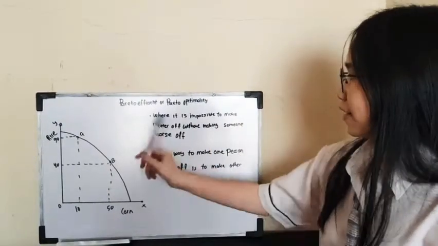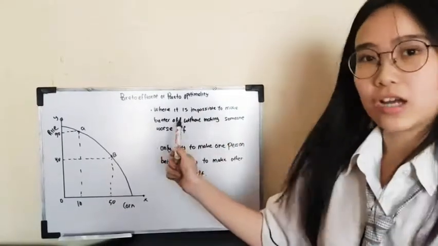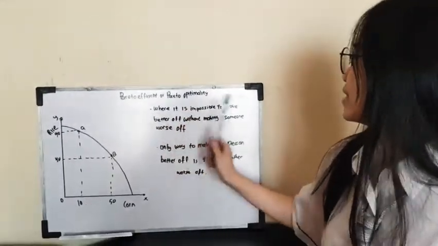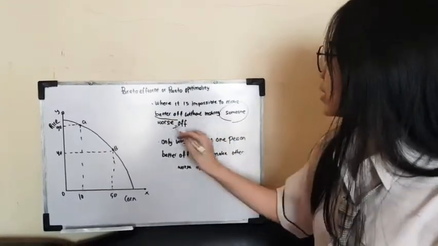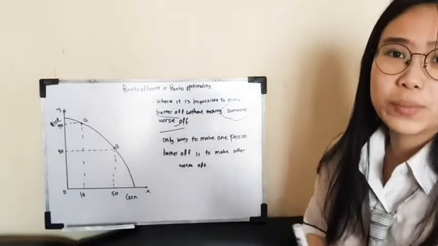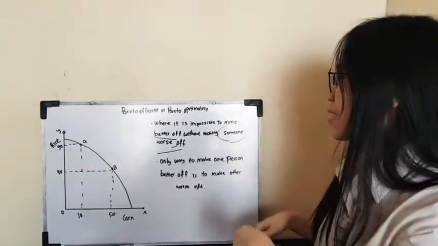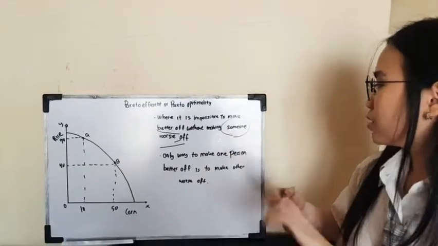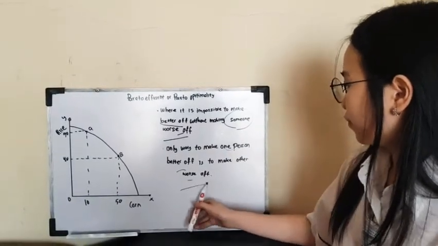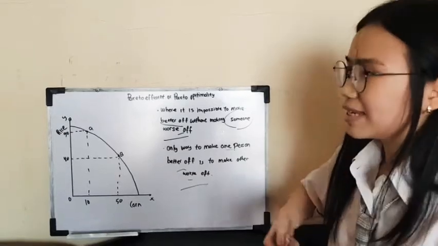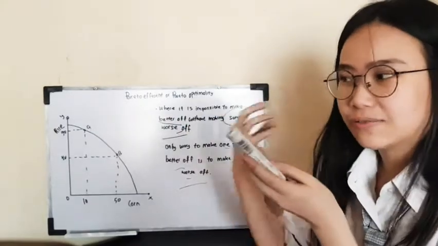Pareto efficiency or Pareto optimality. We can call Pareto efficiency Pareto optimality or the other way around. First, what's the meaning of this? The meaning of this is where it is impossible to make someone better off without making someone worse off. It means in order to make someone happy, we need to make someone else feel sad or worse. Because the next statement also states that to make one person better off is to make the other worse off. It means Pareto efficiency is talking about how, in order to make someone happy, you need to sacrifice something.